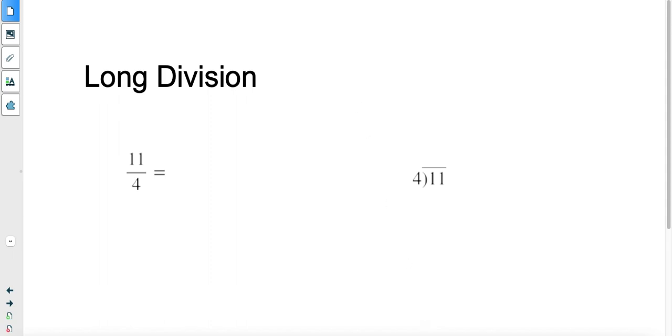Okay, I'm going to do that over to the right here. Well, to divide 11 by 4 using long division, all we need to do is see how many times does 4 go into 11? Well, 4 goes into 11 2 times. Next, I'm going to multiply 2 by 4 to get 8. And then I'm going to subtract these two values to get, well, 11 minus 8 is just 3. That's going to be my remainder.